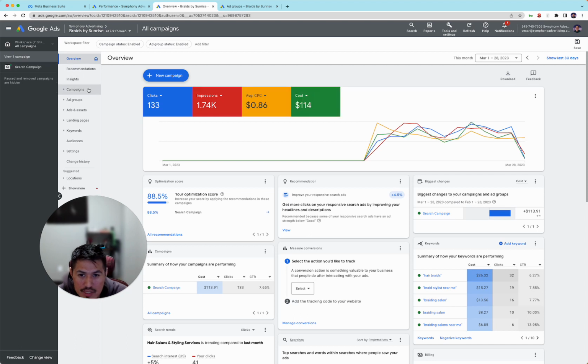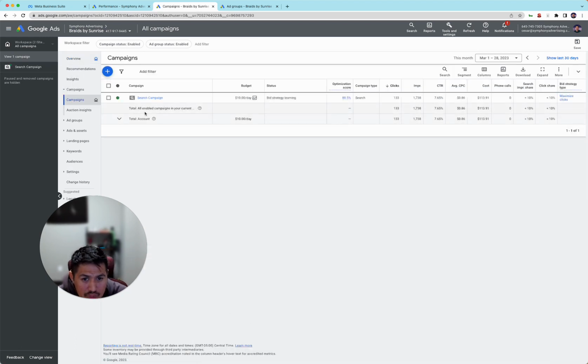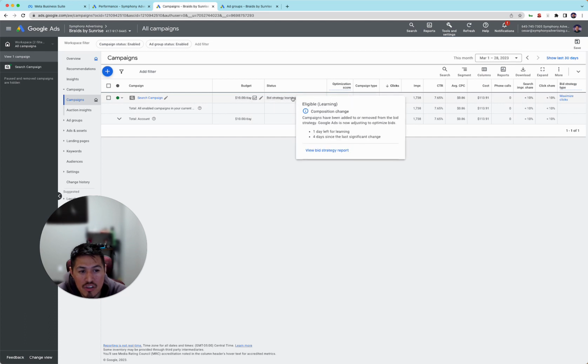So now I'm going to break down the campaign here. And we have a search campaign because it's a relatively small budget at $10 a day. It takes a while for it to learn. So it says 1 day left for learning, 4 days since last significant change. And it takes 3 to 7 days, I would say roughly, for Google Ads to make adjustments.